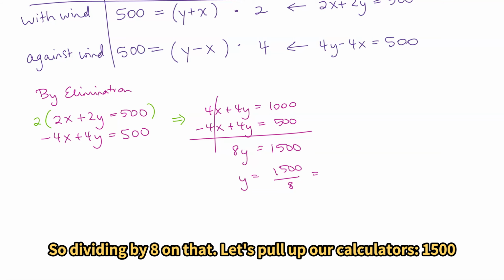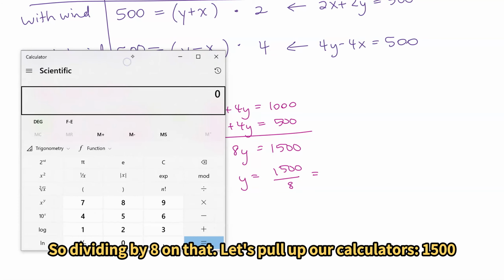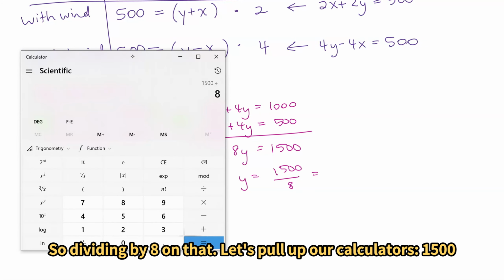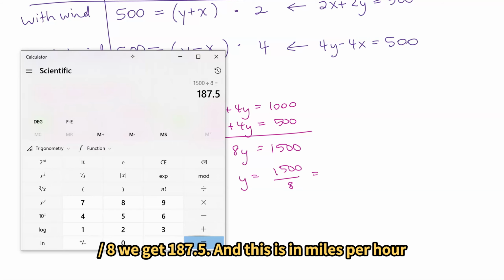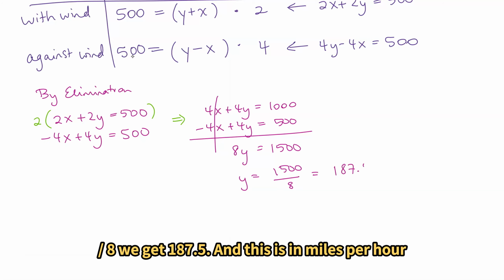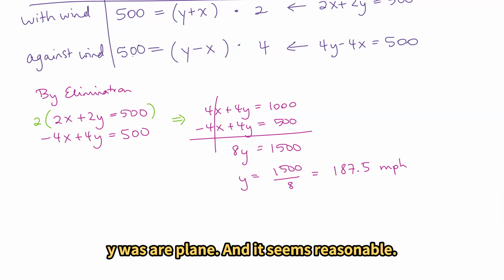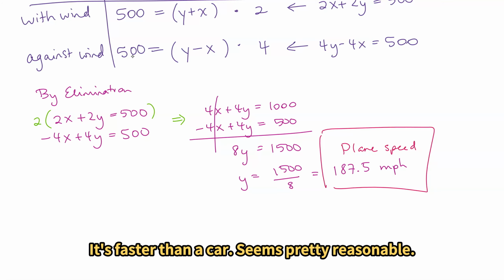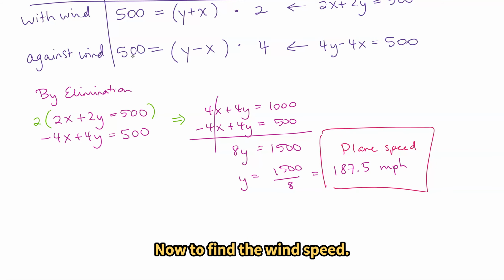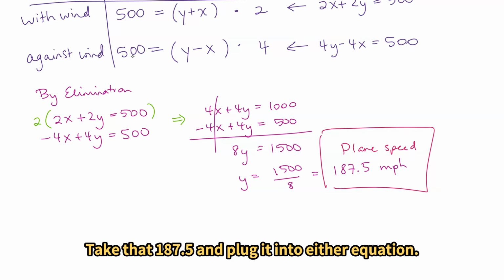So dividing by 8 on that, let's pull up our calculators. 1,500 divided by 8, we get 187.5. And this is in miles per hour because that's what our plane speed is in, miles and hours. Y was our plane. And that seems reasonable. It's faster than a car. It seems pretty reasonable. Now to find the wind speed, take that 187.5 and plug it into either equation.